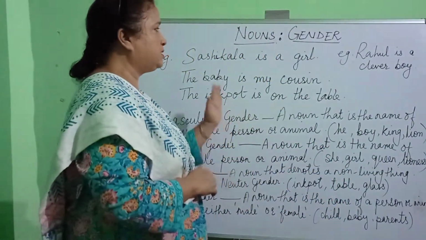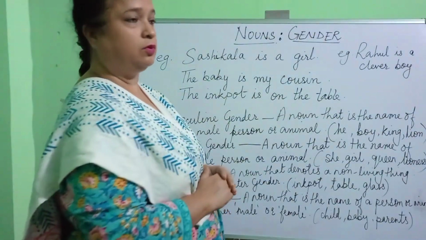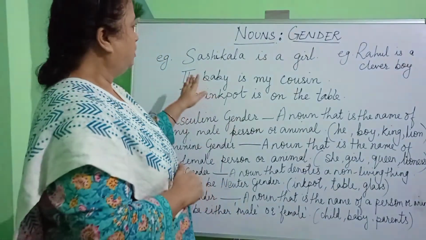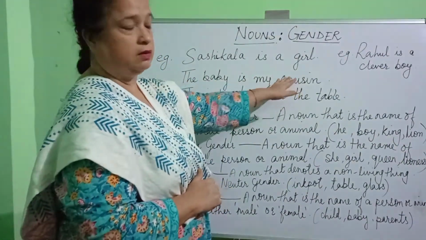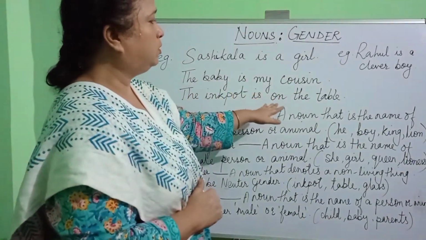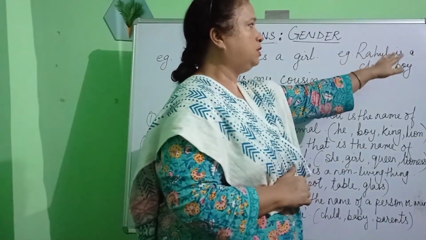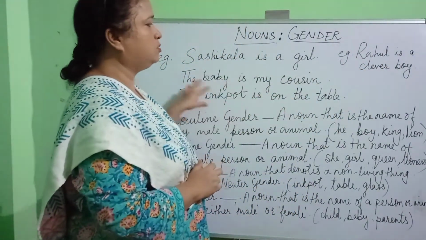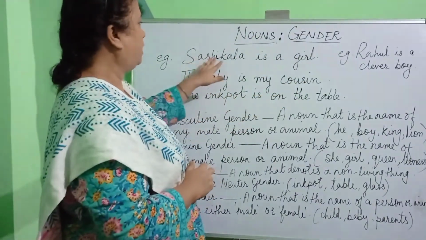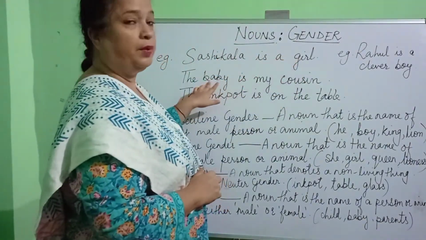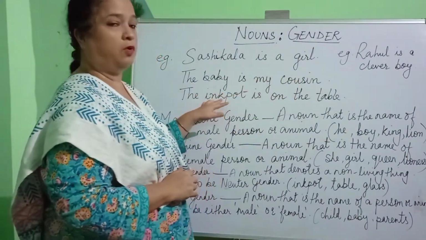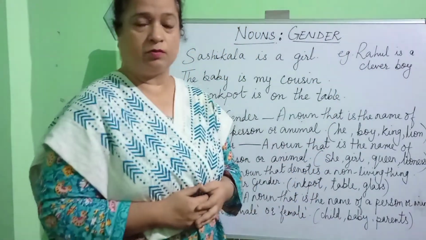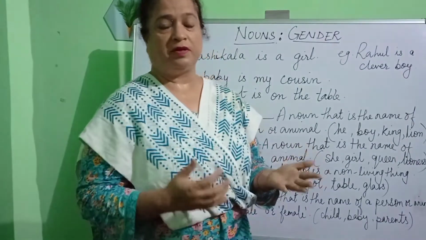So let us have a look at some of the examples. First, what I have written on the board. Shashikala is a girl. The baby is my cousin. The ink pot is on the table. Rahul is a clever boy. If you have a look, we have a lot of nouns written in these sentences like Shashikala, girl, baby, cousin, ink pot, table, Rahul, boy. These are nouns. But nouns are divided into different genders.